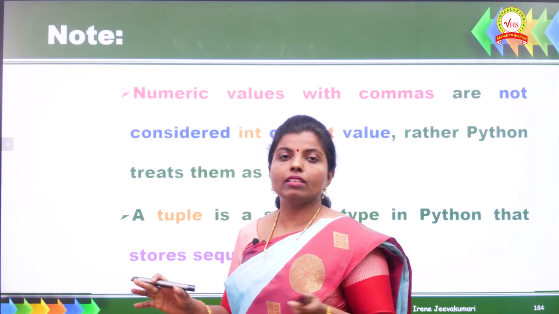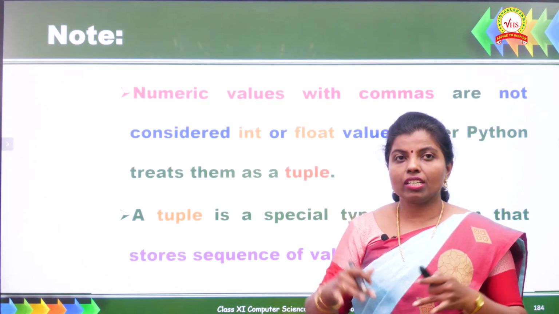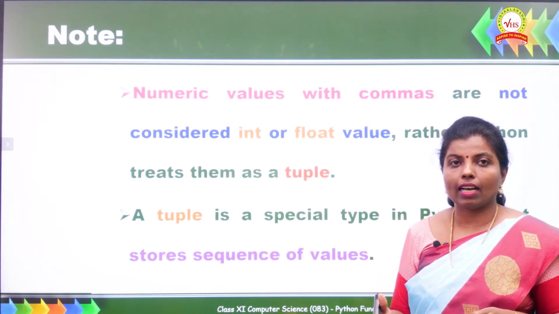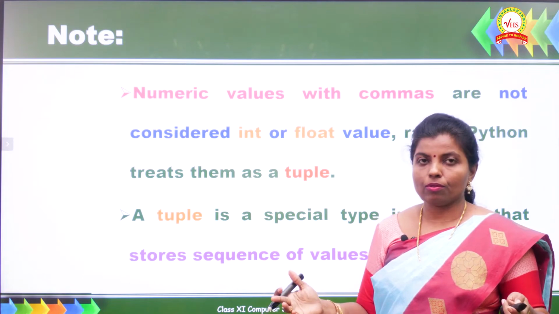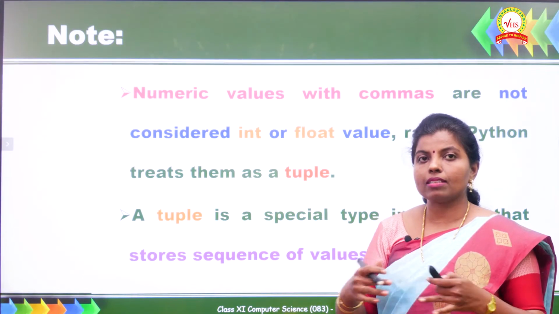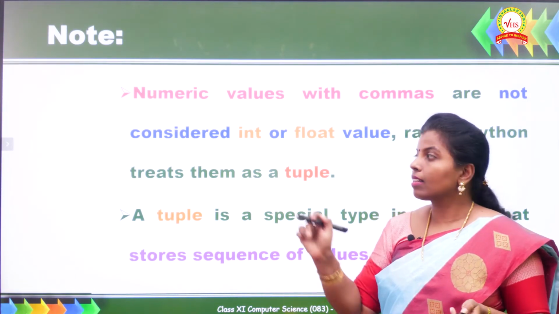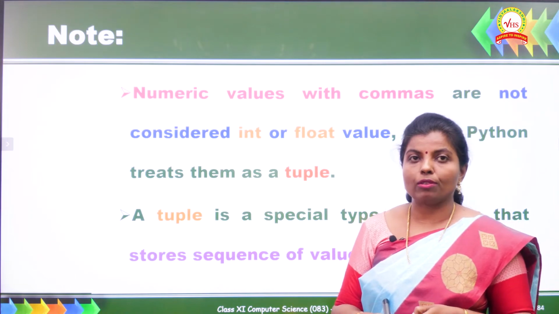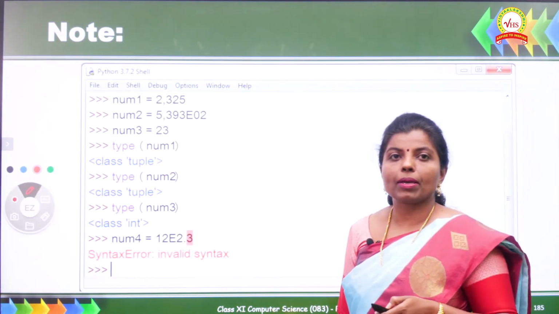They are not valid integers or valid float values, but they will be treated as a tuple. You must know what a tuple is. A tuple is a special type of Python object, and it stores a sequence of values. So, when you just give a comma, it will consider that as a sequence of values. It will not consider it as int or float. That is why it has not given any error. Let us see some examples.